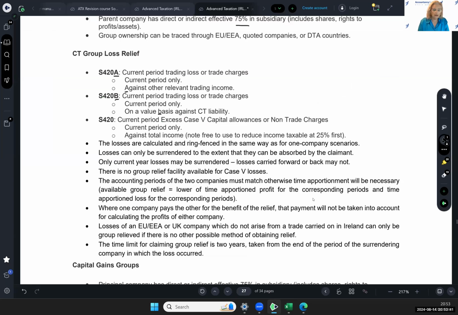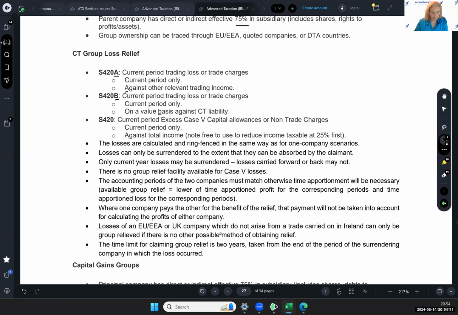However, when you're surrendering the losses, you can only surrender the losses that were incurred during the period that those companies were a member of the group. So if the company joined on the 1st of March, then there would only be 10/12 of the losses that could be surrendered, or 10/12 of the relief availed of. I got it. Okay. Thank you. No problem. Thank you so much.